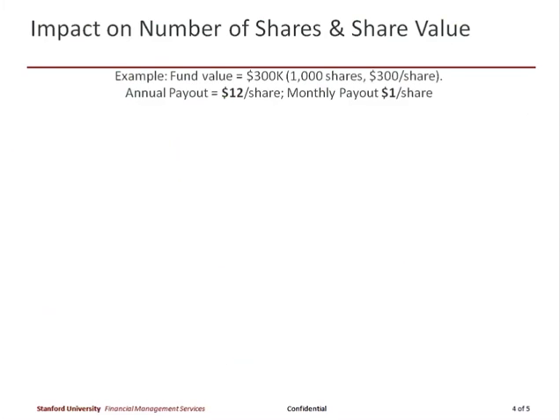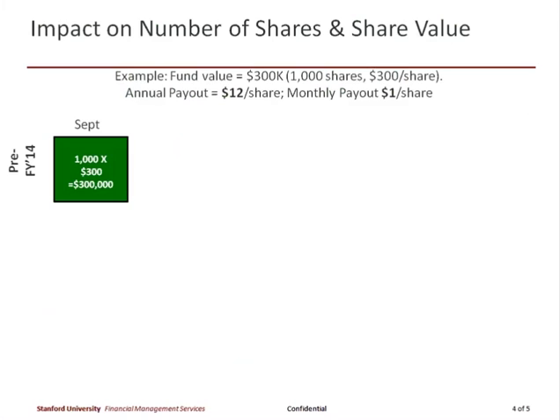Continuing with our example, here is a simple visual that illustrates how payout is funded in the old and new methods. In both scenarios, we start with an endowment fund valued at $300,000. It has 1,000 shares, and each share is worth $300 at the beginning of the year. Annual payout is $12,000. In this simple illustration, we do not consider new gifts or withdrawals, market value fluctuation, or the portion of payout that is funded by earnings, which in reality impact payout amount and share value.